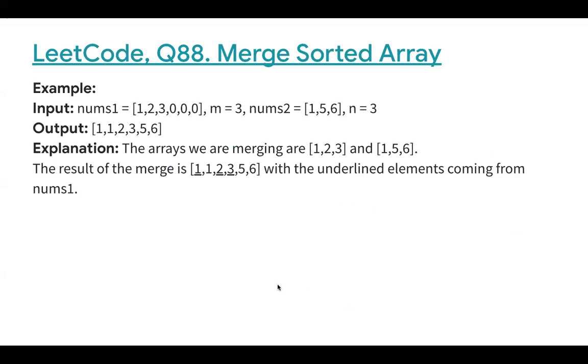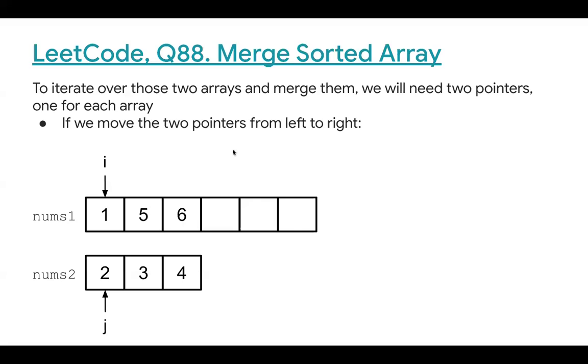Okay, now here is one example. If the first array is 1, 2, 3, 0, 0, 0, m is equal to 3. So here 1, 2, 3 are the elements, and the last three positions, they are empty available space. Nums2, 2, 5, 6. n is equal to 3, 3 elements. Of course, the merged array is going to be 1, 2, 2, 3, 5, 6, right? So it's still in non-decreasing order.